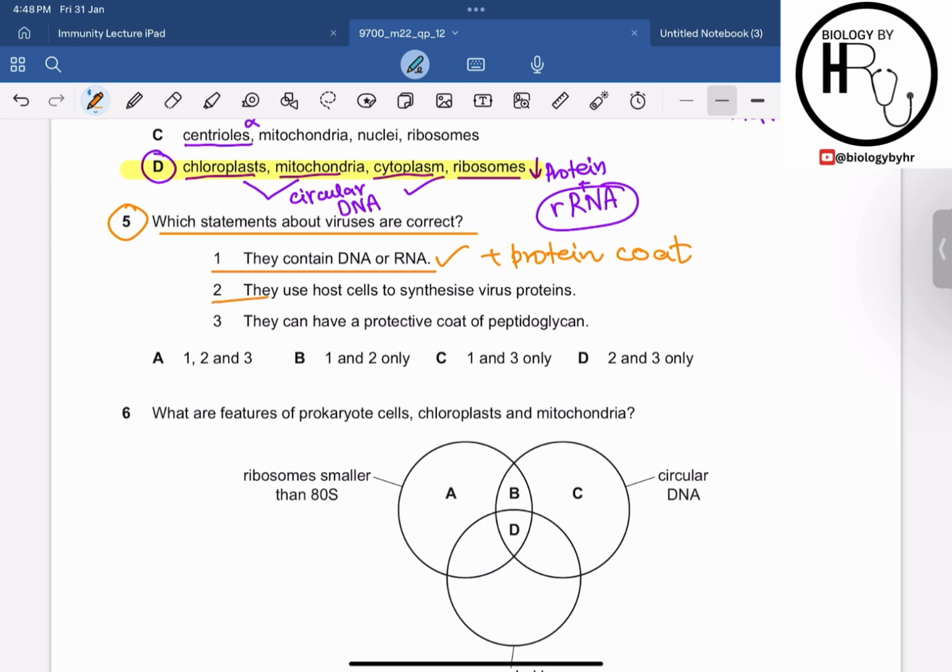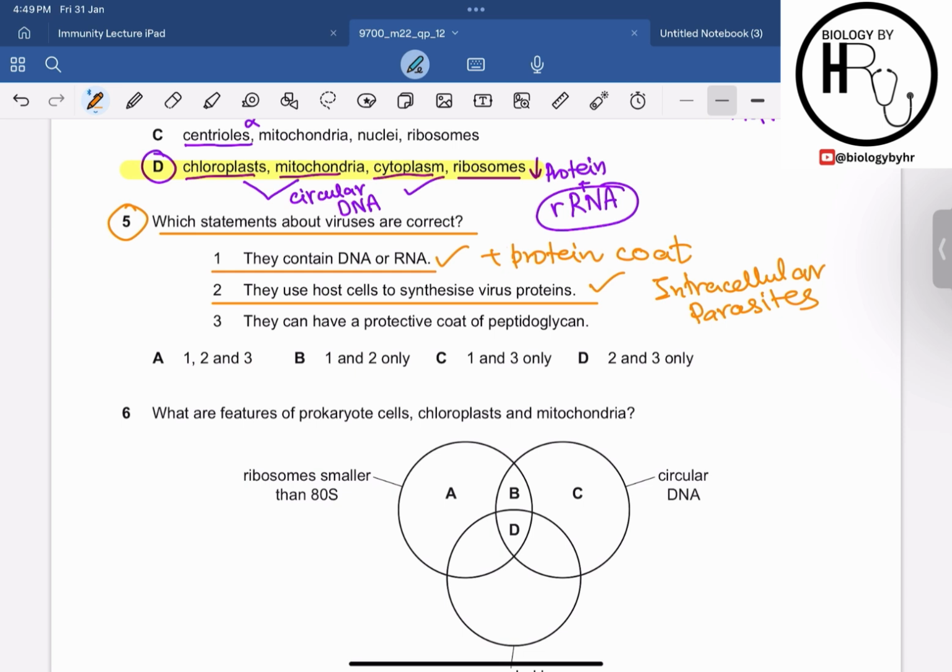Statement 2 says they use the host cells to synthesize the virus protein. Yes, this statement is absolutely correct. That's why the viruses are basically known as intracellular parasites, because they cannot survive independently. They can only survive and reproduce inside a living cell, right? So that's why they are called intracellular parasites. And yes, this statement is also correct that they use the host cells to synthesize the virus proteins, right?